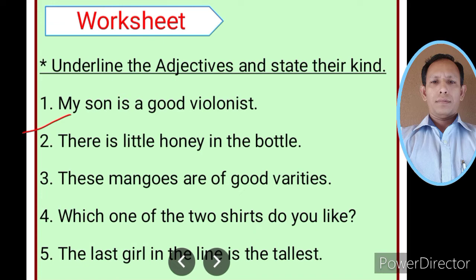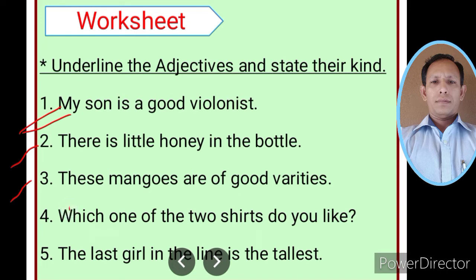You take this page as a screenshot and later on you can solve for yourselves. Let us proceed with the sentences. The first sentence is, my son is a good violinist. The second sentence is, there is little honey in the bottle. And the third sentence is, these mangoes are of good qualities.